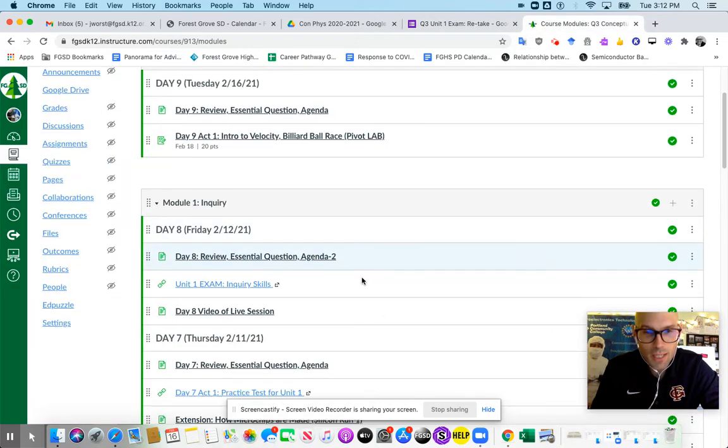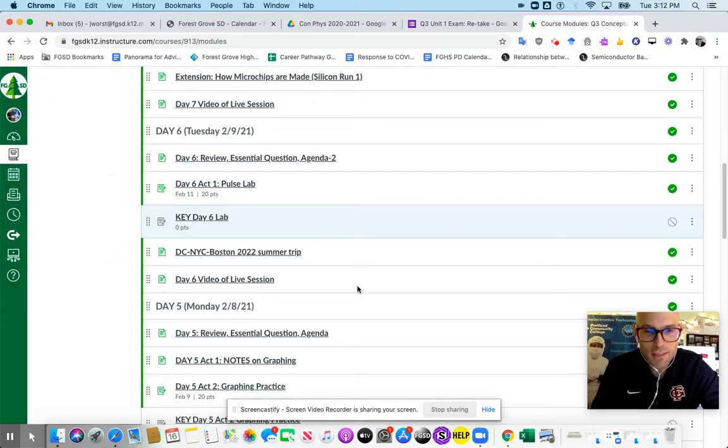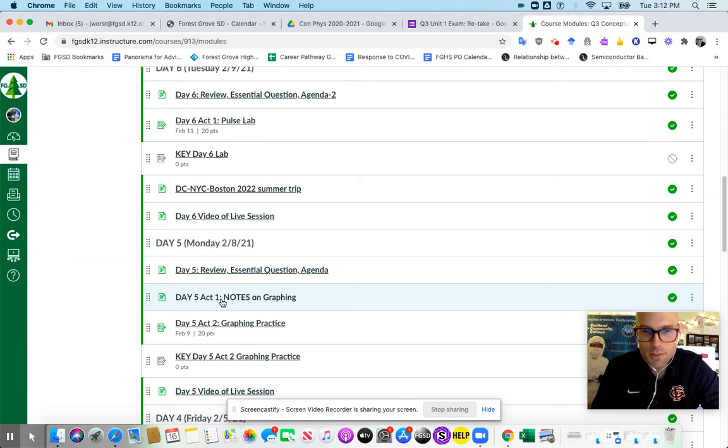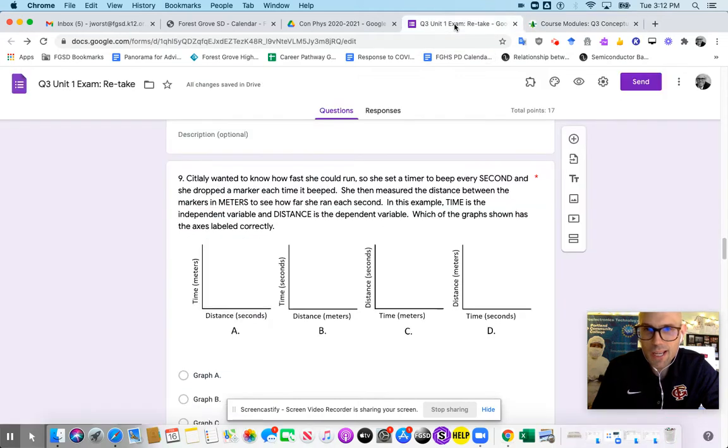So, a big one here is probably your notes on graphing. My class did it on day 5. Your class probably did it around that same time, which was Monday, 2/8/2021. In particular, how do you set up a graph?